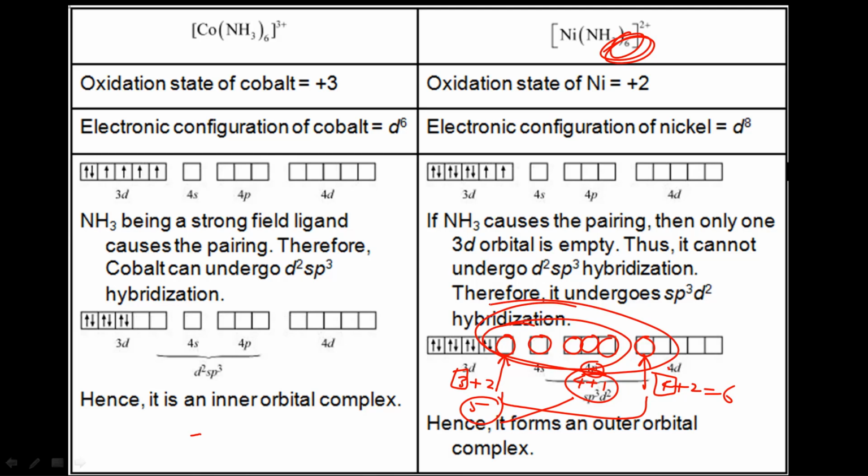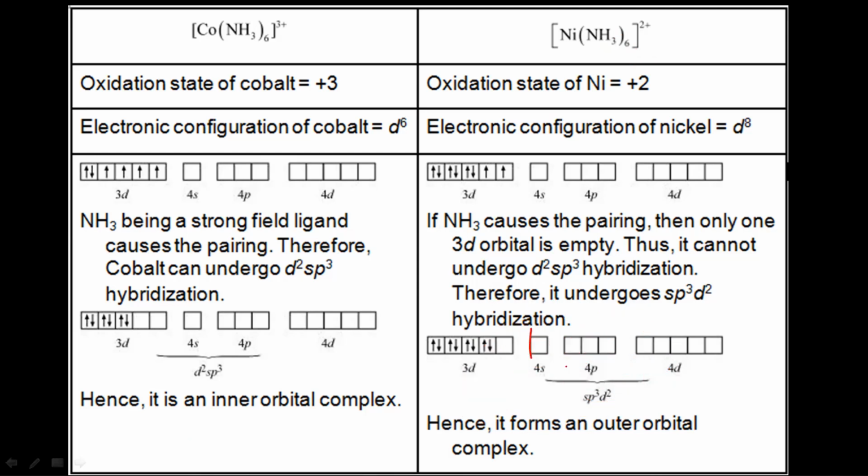So what happens? The hybridization starts from here. These 6 will be considered, and the configuration is sp3d2, which is an outer orbital complex. Okay, outer orbital complex. Is that clear what I am saying?